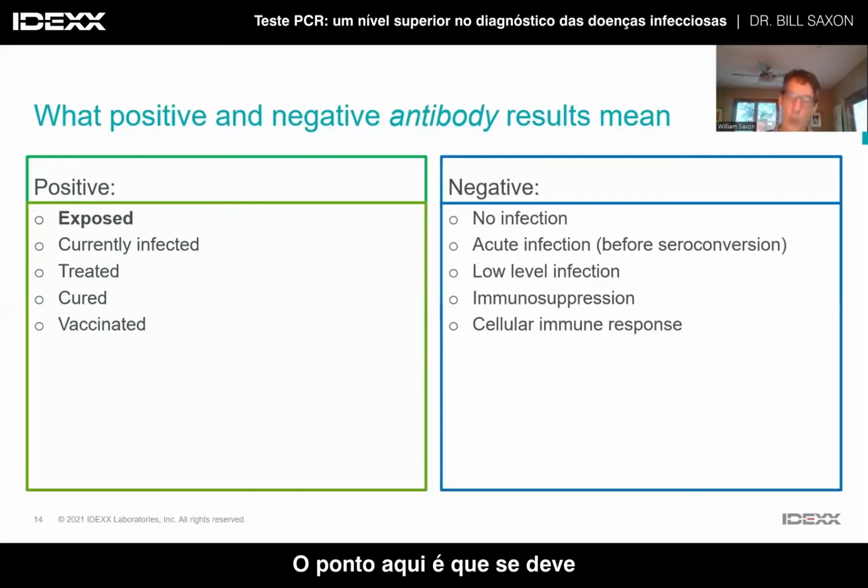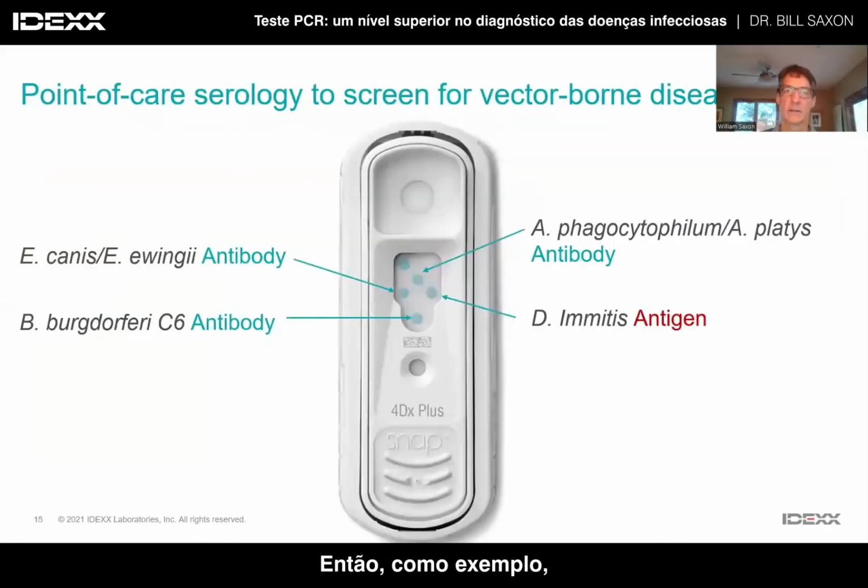Okay, again, the whole point here is that you have to interpret antibody titers in light of stage of infection, clinical signs in your patient, and laboratory results to make the decision of whether there's current infection or not. So as an example, let's take a look at our SNAP4Dx Plus test and look at which of these tests, organisms, are antibody and antigen titers. So all of the Ehrlichia and Anaplasma species are antibody tests. So they follow the rules that we just talked about.